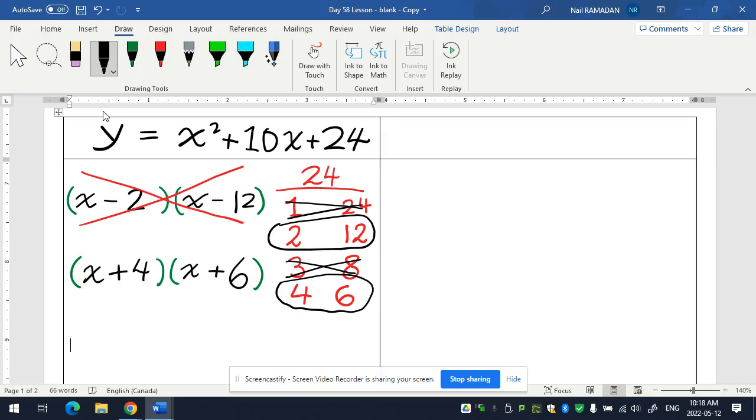X squared. Got it. What's x times 6? Plus 4x. Plus 4 times plus 6. Done. What's another way to prove that those two things are the same?